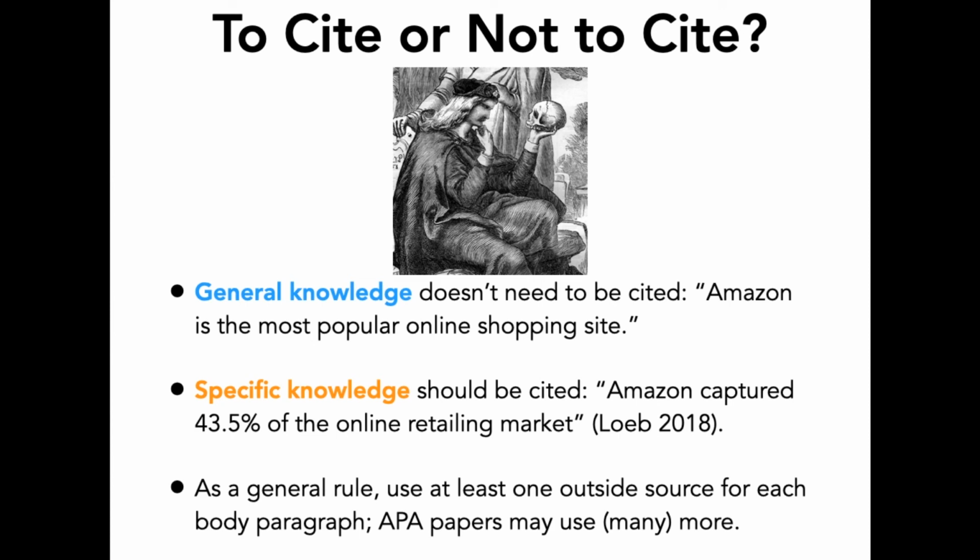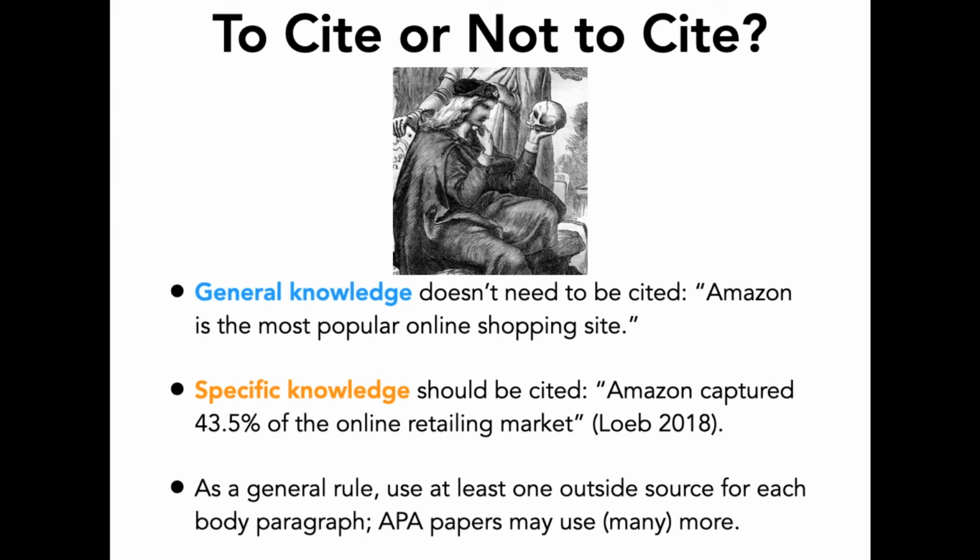So something like "Amazon captured 43.5% of the online retailing market." Obviously, that's not something that someone can know right off the top of their head. That percentage had to come from somewhere, so in that case, you should put in your citation of the source where you got that information from.